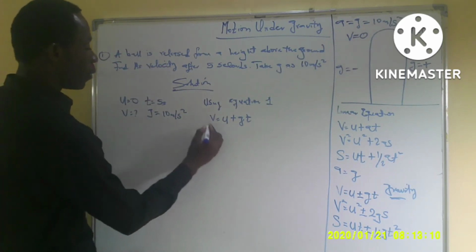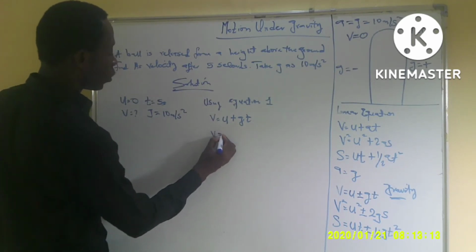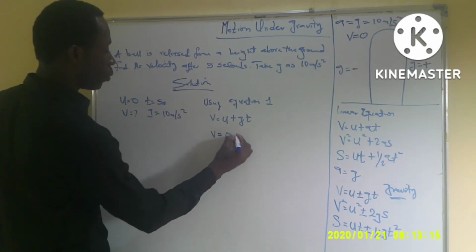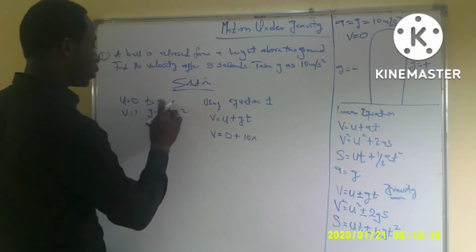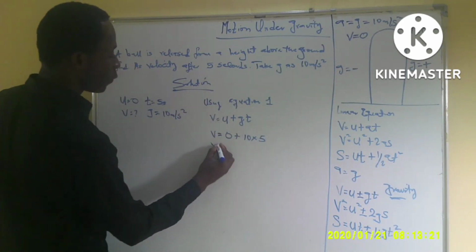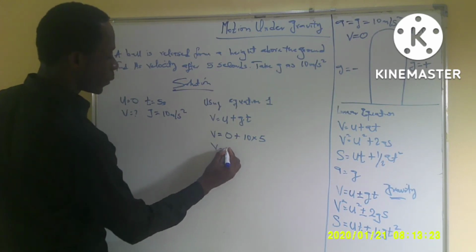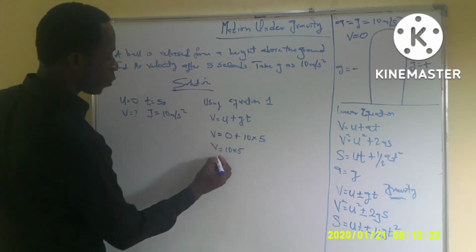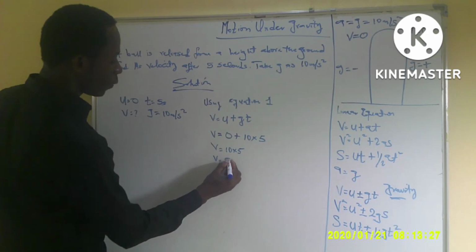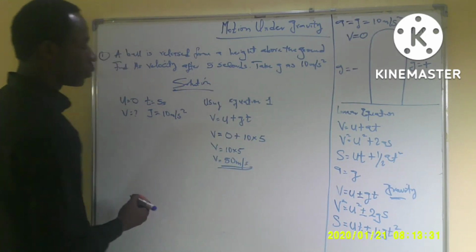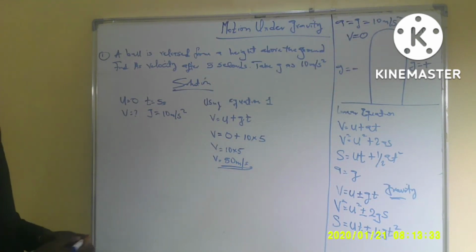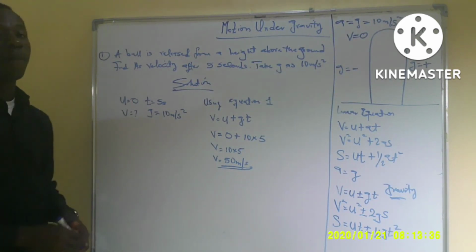So v is what we are looking for. We have v is equal to u, which is 0, plus g, which is 10, times t, which is 5. So v is equal to 10 times 5. So v is equal to 50 meters per second. That's the answer. So the velocity after 5 seconds is 50 meters per second.